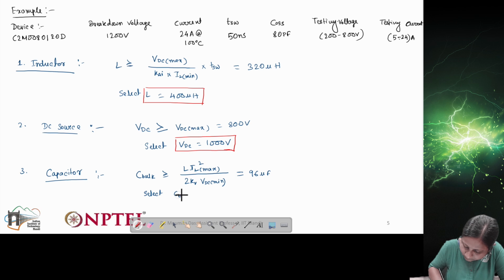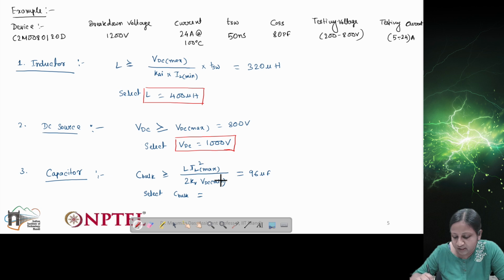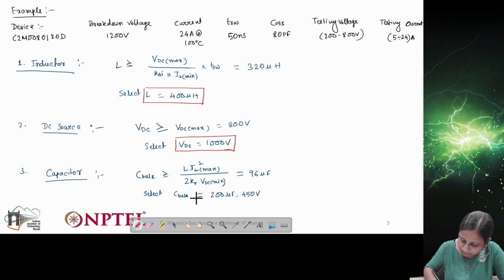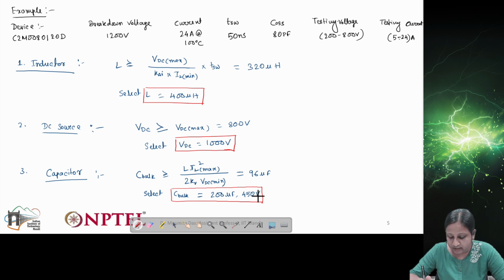C bulk equals to, so here we are considering the minimum DC voltage. The minimum DC voltage is given as 200 volts. So we can consider C bulk to be, let's say, around 200 microfarad, and it should be capable of handling 450 volts. The voltage rating should be more than the given voltage, and the capacitor value should be more than the calculated value.